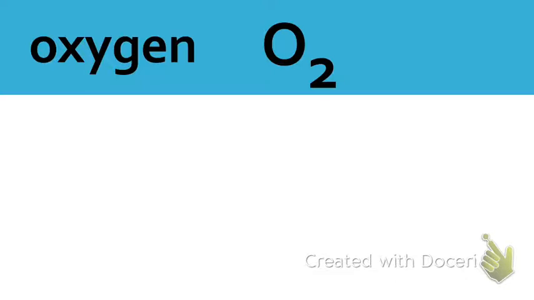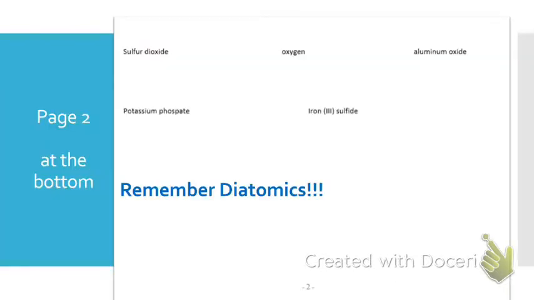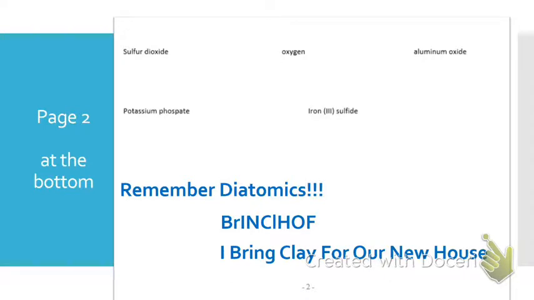Not a hard molar mass, but let's go ahead at the bottom of our page to make a note about these diatomics because they didn't show up on this last test. They're definitely going to show up on this Unit 6 test in a couple different places. So down here at the bottom, remember diatomics. There's a couple different ways to remember them. Brinkelhoff is a word made out of each of the symbols of each of our 7 diatomics. I bring clay for our new house.